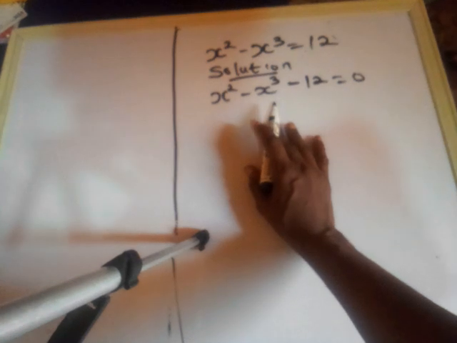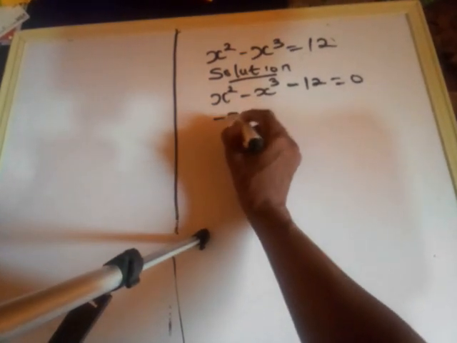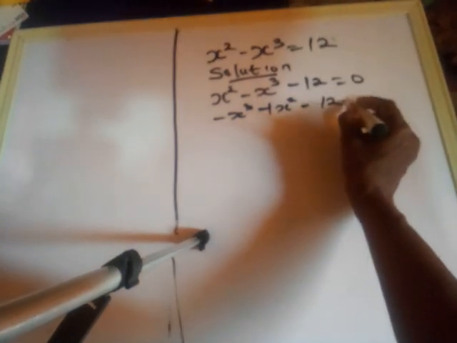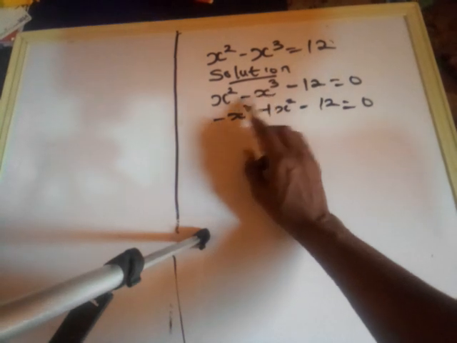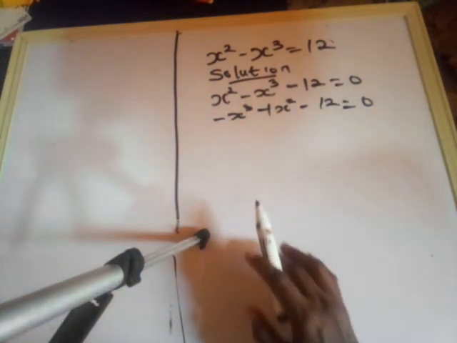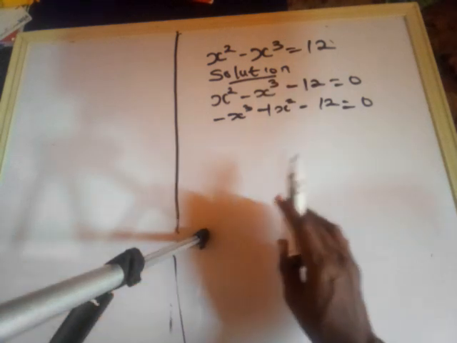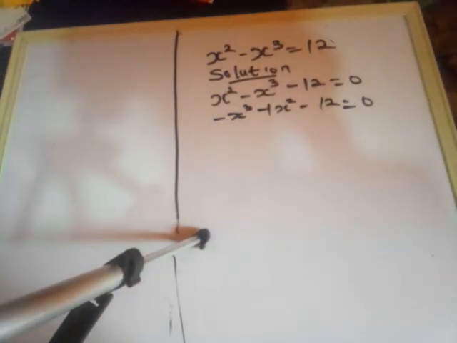Now, we can rearrange this. This is a cubic polynomial. So to rearrange it, we have minus x raised to the power 3 plus x raised to the power of 2 minus 12 is equal to 0. Why? Because this minus is for this. So now we want to eliminate this minus. Do you understand? So to do that, we are going to multiply through by minus 1.